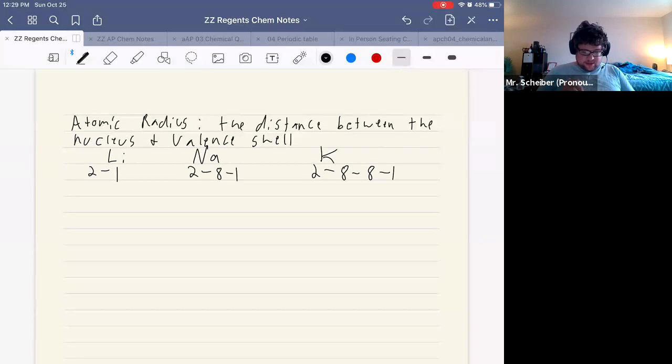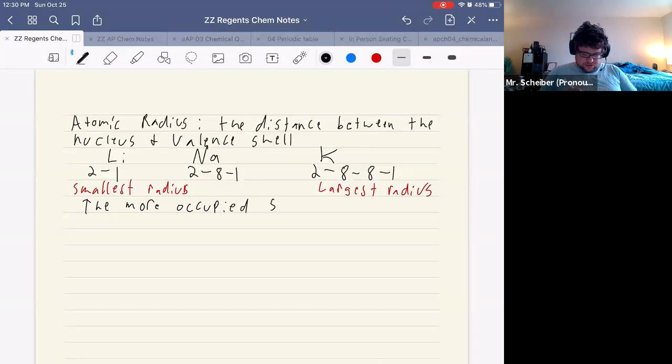And we can tell that potassium is going to have the largest radius, whereas lithium is going to have the smallest radius, right? And that makes sense because the more shells you have, the larger the radius. And not just any shells, the more occupied shells you have, the larger the radius.